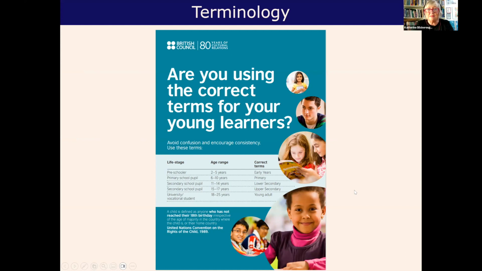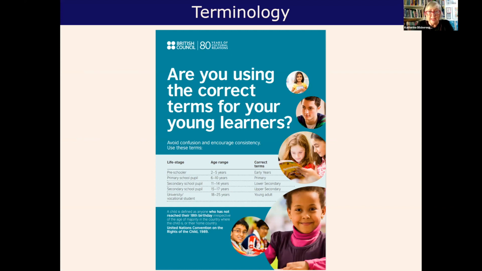This is a document that you can download from the British Council. It's a poster. And basically what they've tried to do here is they've tried to come up with some terminology that we can use across the board. And this is the terminology that you'll see publishers using as well.